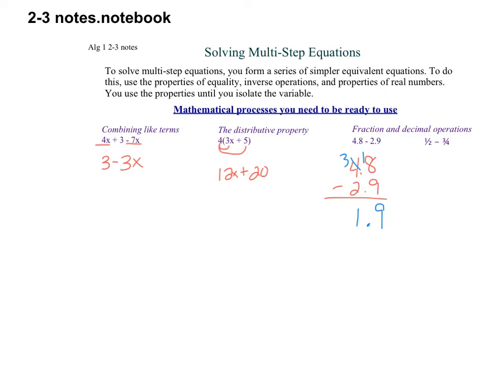We need to find the common denominator in order to do 1/2 minus 3/4, and the common denominator is 4. So 1/2 is equal to 2 over 4. When we subtract 3 over 4, we're going to end up with a negative 1/4. All right, let's take a look at some examples.